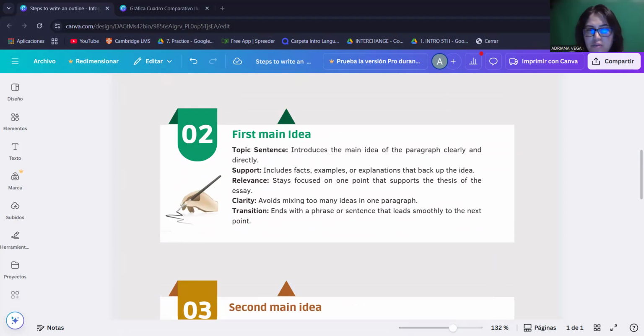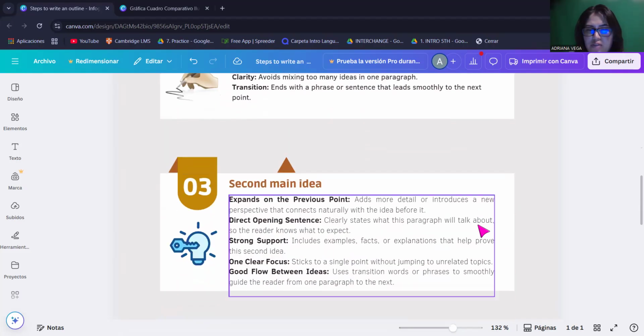So I'm going to explain the first main idea. The second paragraph introduces the first main idea. It starts with a clear topic sentence. It includes supporting details like examples or facts, and stays focused on one point. It should be clear and not mix too many ideas. Finally, it ends with a transition sentence to lead smoothly into the next paragraph.